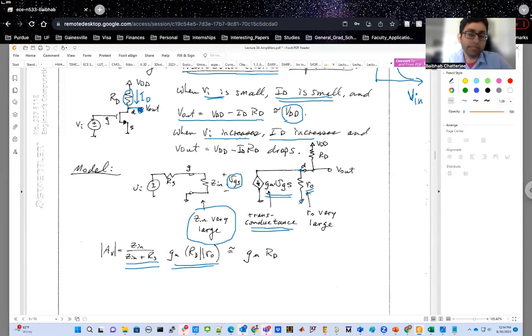So why are we saying that this RO, for which the other terminal is a ground, and this RD, for which the other terminal is a VDD, are in parallel? That is because whenever you are talking about gain, as I said multiple times earlier, you only talk about AC gain. This transistor cannot provide you a DC gain. The amplifier cannot provide you a DC gain. So you're always talking about an AC gain.